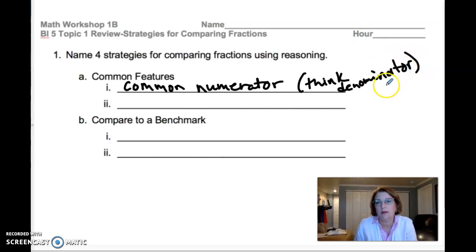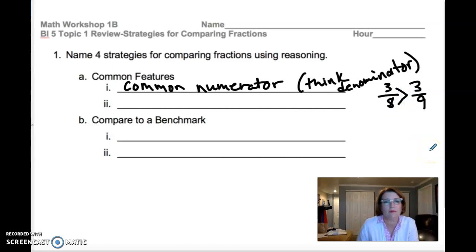So something like 3/8 and 3/9. We've got that common numerator, but the denominators are different. So you have to think about the size of the piece. Which piece would be larger, which piece would be smaller? With 3/8 and 3/9, I could cut a cake into 8 pieces. I could cut a cake into 9 pieces. If I have to cut the cake into 9 pieces, those 9 pieces are smaller than if I cut the cake into 8 pieces. So 3/8 is greater than 3/9.